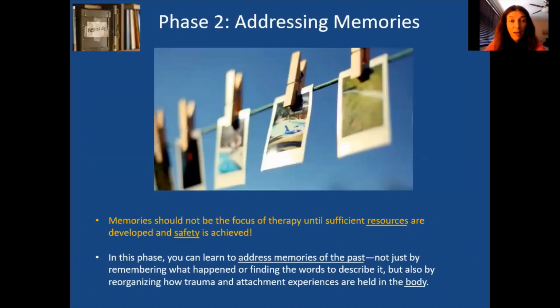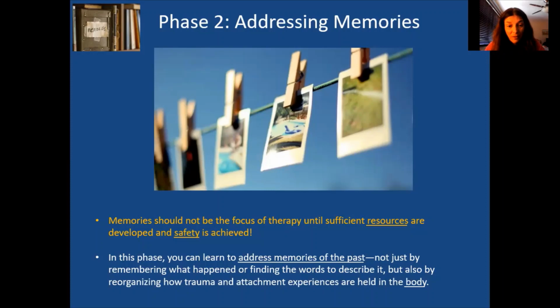Okay, so now phase 2. Okay, so this is the addressing memories part. This is usually where a lot of people want to start in therapy because that's what they believe is the problem, right? It's my past that's haunting me now. I know I need to process this. I need to talk about it. I want to spill it, right? But believe it or not, that's not always how it has to go when you address memories.